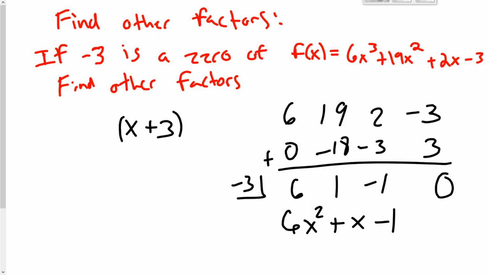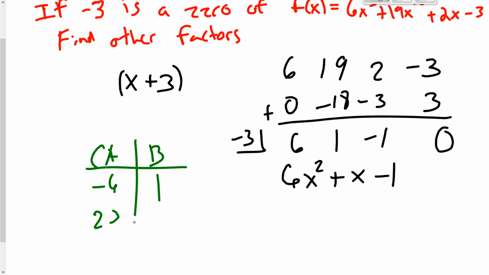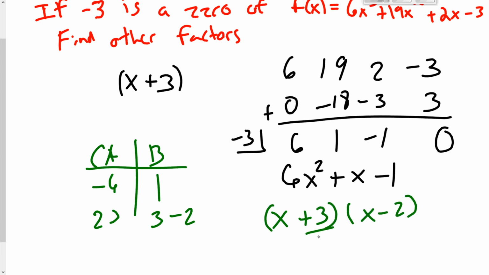Because it's a squared, I'm going to factor it. We can do cab, c times a, which is negative 6. We can find our b, which is 1. What times what is 6, but adds up to 1? That's a 2 and a 3. And I'm going to take 3 minus 2. So it's x plus 3, x minus 2, and then I'm going to divide by my a, which is 6.